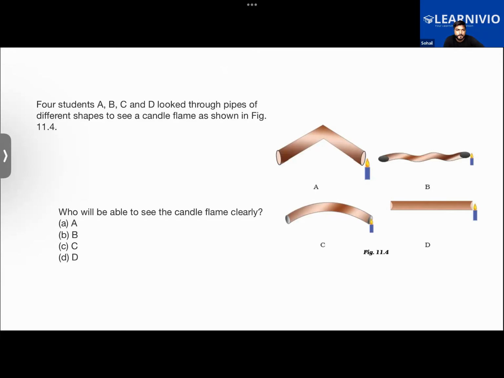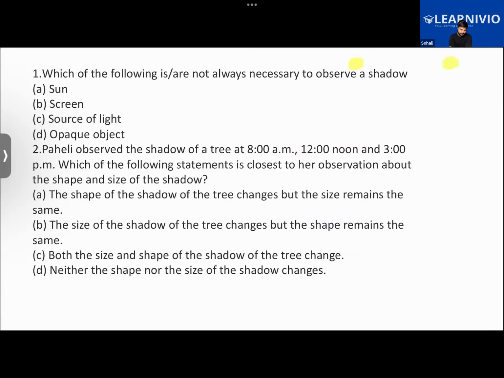For students A, B, C, and D look through pipes of different shapes to see a candle flame as shown in figure 11.4. Who will be able to see the candle flame clearly? Sir, it's obviously D, because light will travel in a straight line. What do you think, Khadija? Is that correct? Yes, sir, D only. Okay, very good.